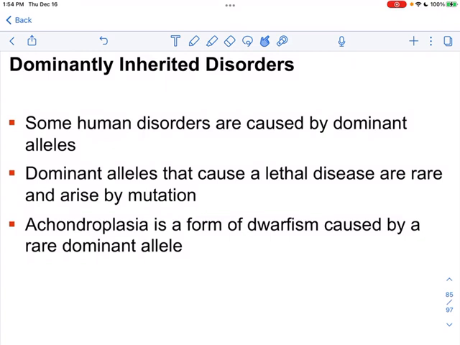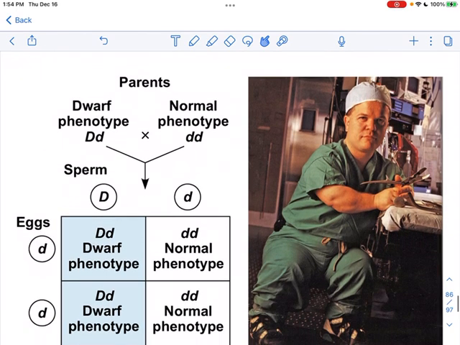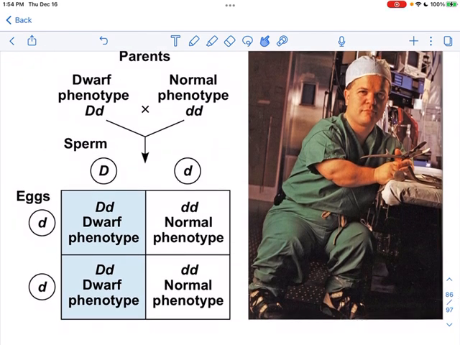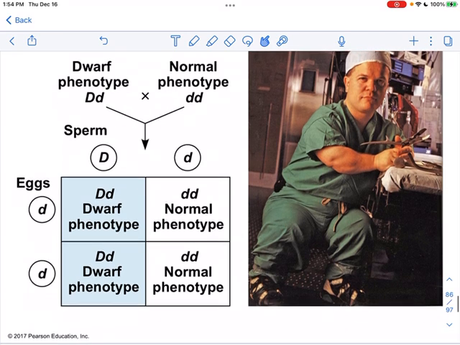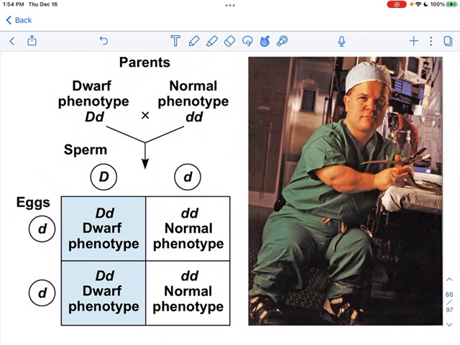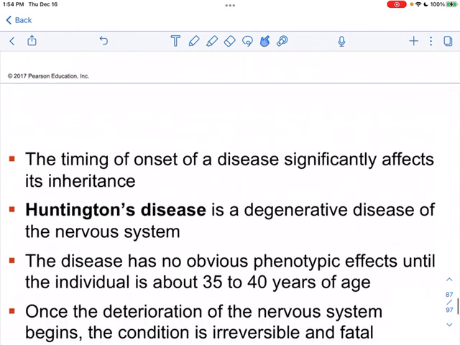A non-lethal dominant disorder is called achondroplasia. This is one form of dwarfism. There's actually several. But achondroplasia is a rare dominant allele. It is not lethal. It just causes different development of the skeleton. So people with achondroplasia tend to be far shorter than individuals of the normal phenotype.